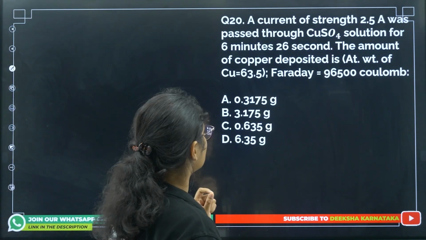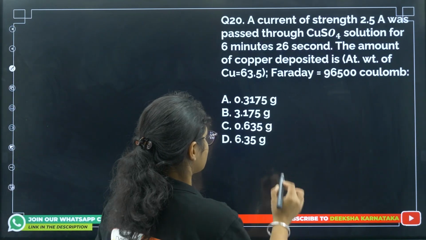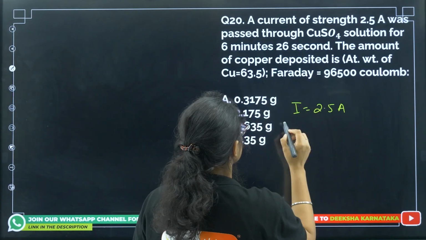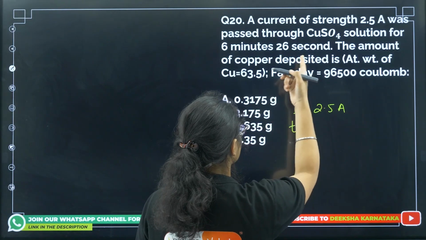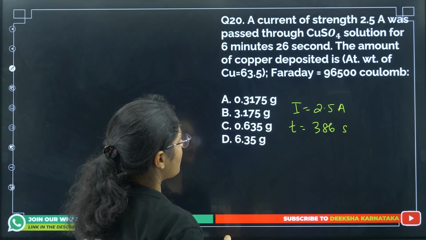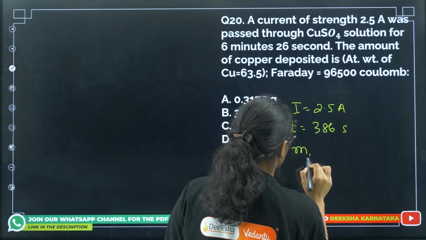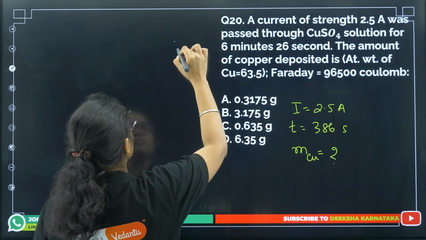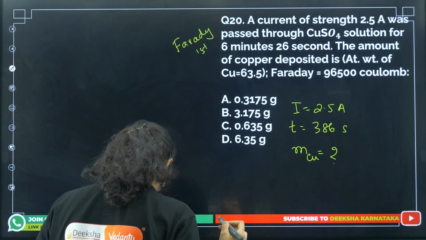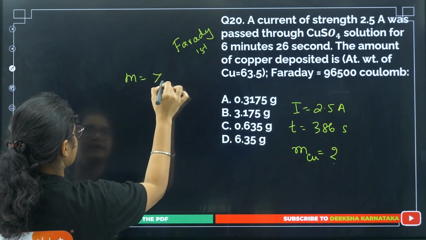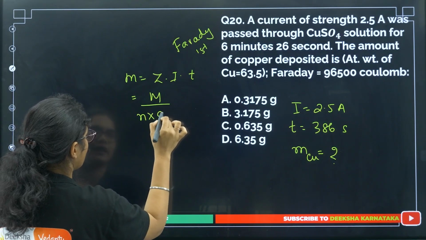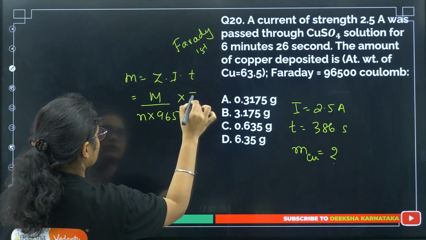Now coming to question number 20. A current of strength 2.5 ampere was passed through a copper sulfate solution for 6 minutes 26 seconds. So total in seconds it will be 386 seconds. We need to calculate the mass of copper deposited. Yes, so this question is from Faraday's first law, right? Let us use the formula. M is equal to Z into I into T. What is Z? Molar mass divided by n into 96500, multiplied by I into T.